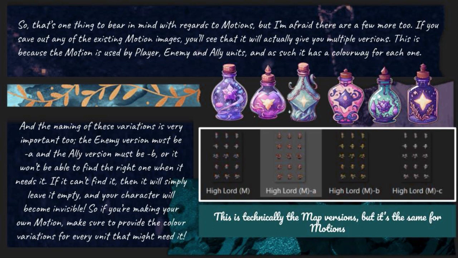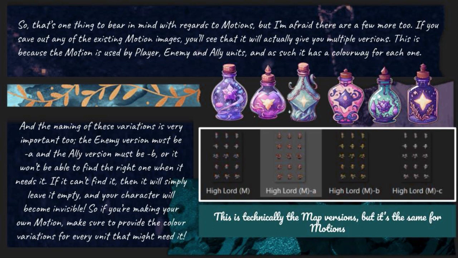If you save out any of the existing motion images, you'll see that it will actually give you multiple versions. This is because the motion is used by player, enemy and ally units, and as such it has a colorway for each one. And the naming of these variations is very important too. The enemy version must be -A and the ally version must be -B, or it won't be able to find the right one when it needs it.